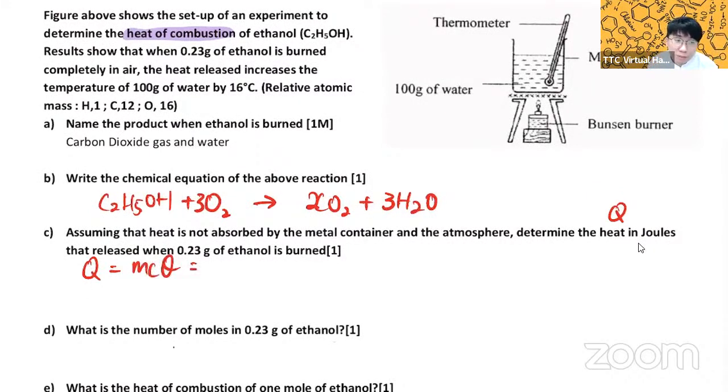For the mass, should I use the mass of the alcohol? No, because heat is measured by what? You are measuring the heat of the water. So you use the mass of the water instead of the mass of alcohol. Then you might ask, teacher, what's the point of giving us the mass of alcohol? It's useful because it will be used in your number of mole calculation. So here, the water is 100 gram. C is 4.2. They never give you C, but never mind, C is always 4.2. Then the temperature increases by 16 degrees Celsius, so theta is 16 straight away. You should get 6720 joule.